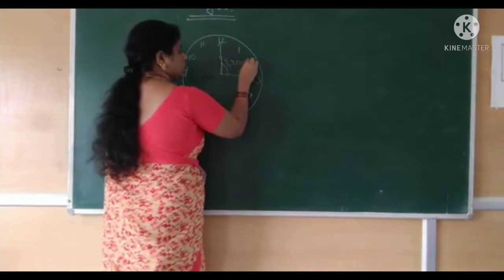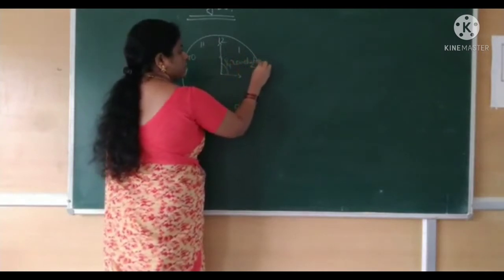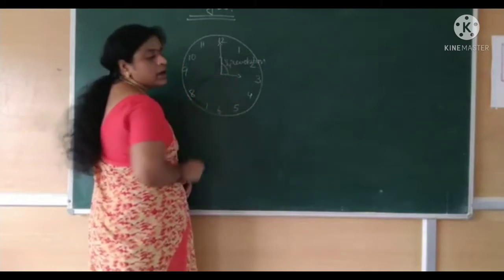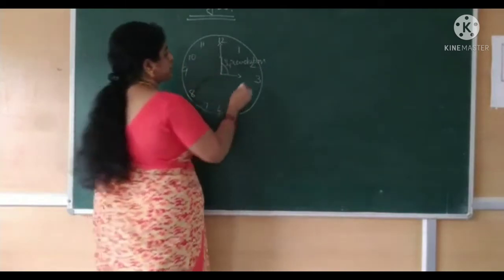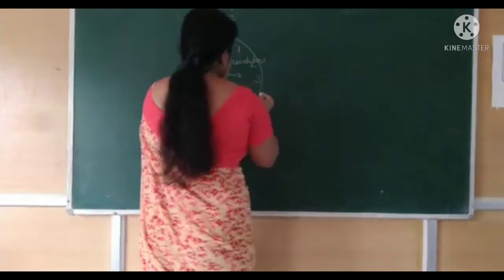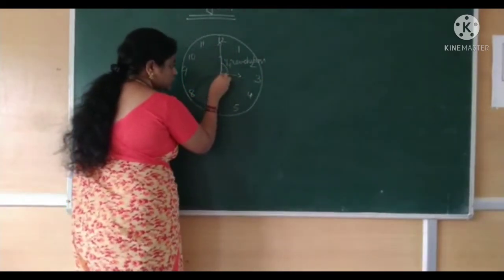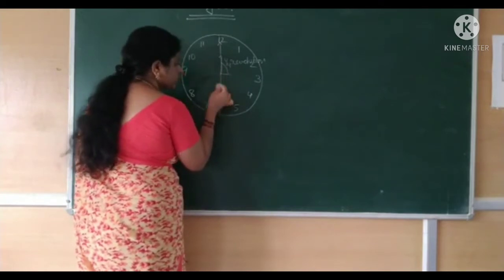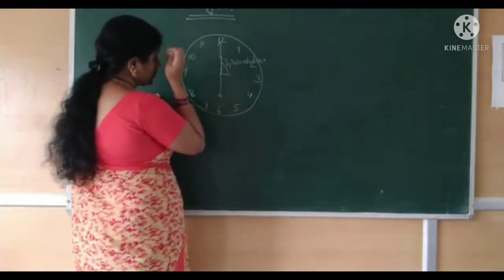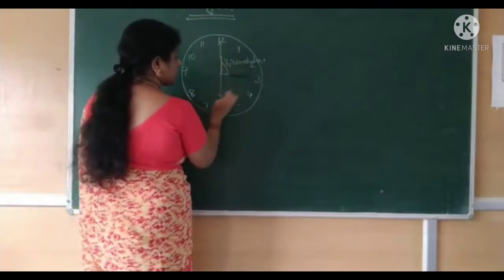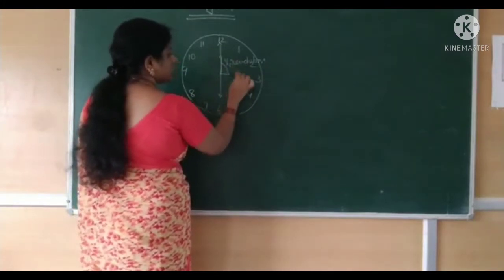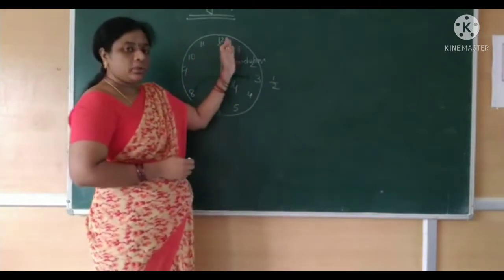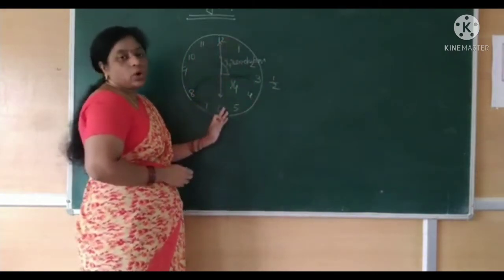1/4 revolution. How much is the angle here? 90 degrees. And again, suppose it is 6 o'clock now. This is 1/4 revolution, and here to here also 1/4. 1/4 plus 1/4 is half. So when we move half a revolution, we get 6 o'clock.